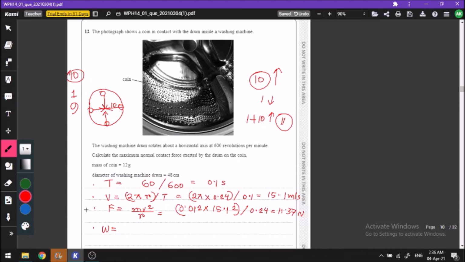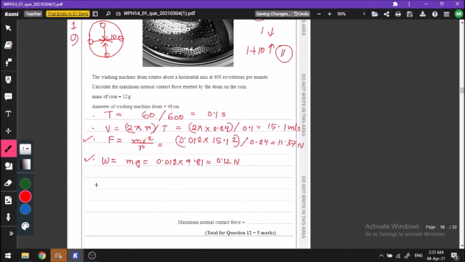So we need two things. We need two forces: the actual centripetal force that we need, and also the weight of the coin. So weight is equal to mg. Our coin's mass is 12 gram, which is 0.012 kg, and you have to multiply that by 9.81. That will give you 0.12 newtons. That is the weight of your coin.